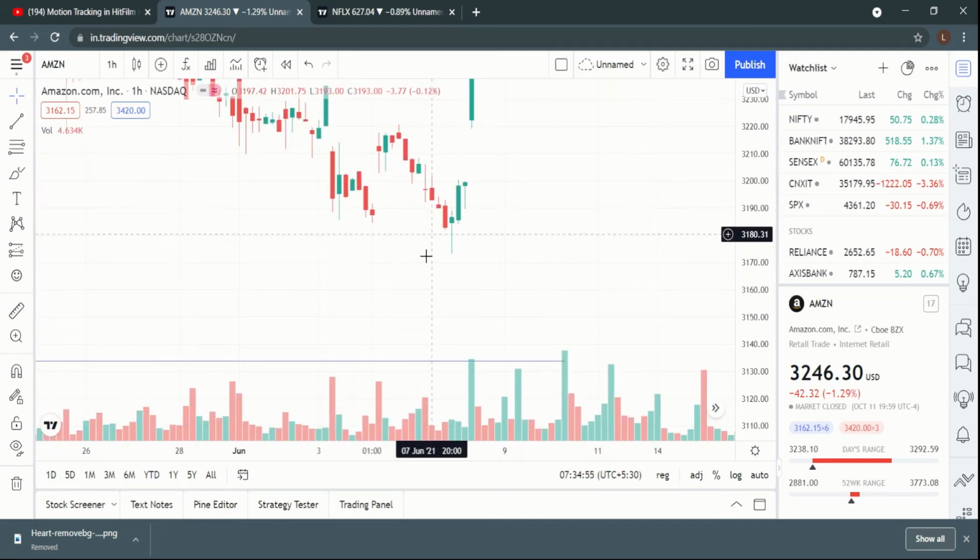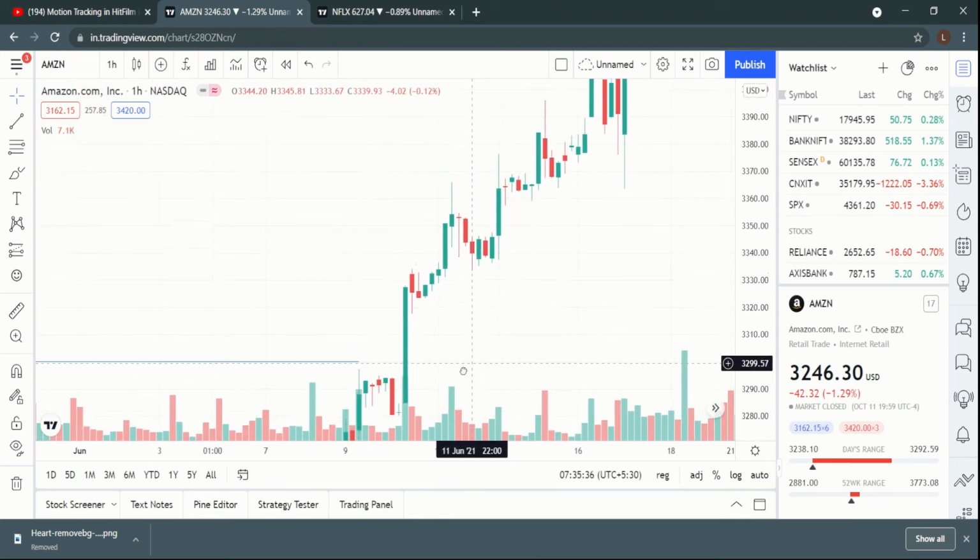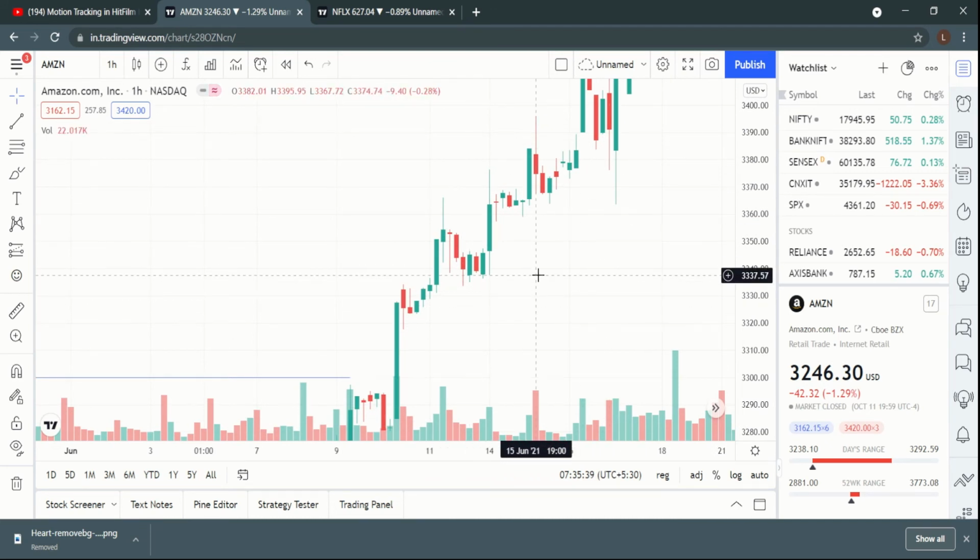If you take a close look here, you see that this hammer has a small tail on the top of it, which is acceptable. However, the body is short and the lower wing or the lower tail is double or triple that of the body. As the theory says, the longer the tail is, the stronger the trend reversal. Because this was a downtrend, after the appearance of this hammer, we see the trend is getting reversed. We see a gap up opening, and then the prices rallied from there. So this was a nice example on an hourly chart of Amazon.